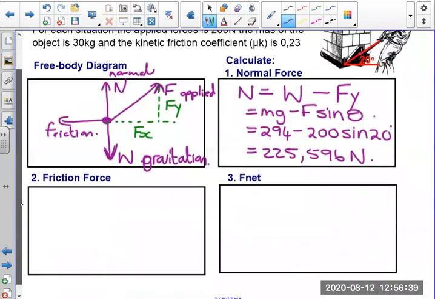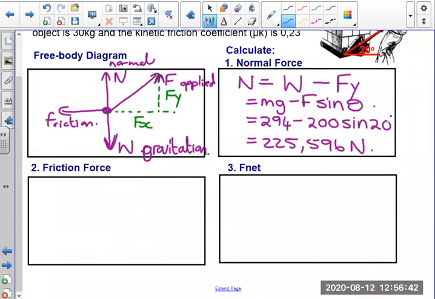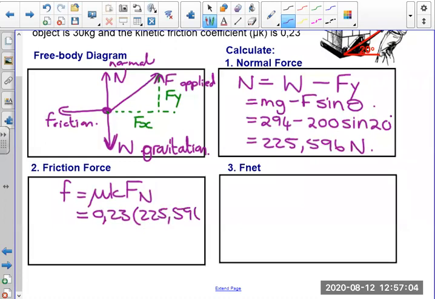The next one, we're going to work out the friction force. So friction equals K, because we have a friction coefficient, times the normal force, which is Fn, or just a capital letter N. The friction coefficient is 0,23 and the normal force is 225,596. When we times this, you are going to get an answer of 51,89 newtons. Okay, and that would be to the left.